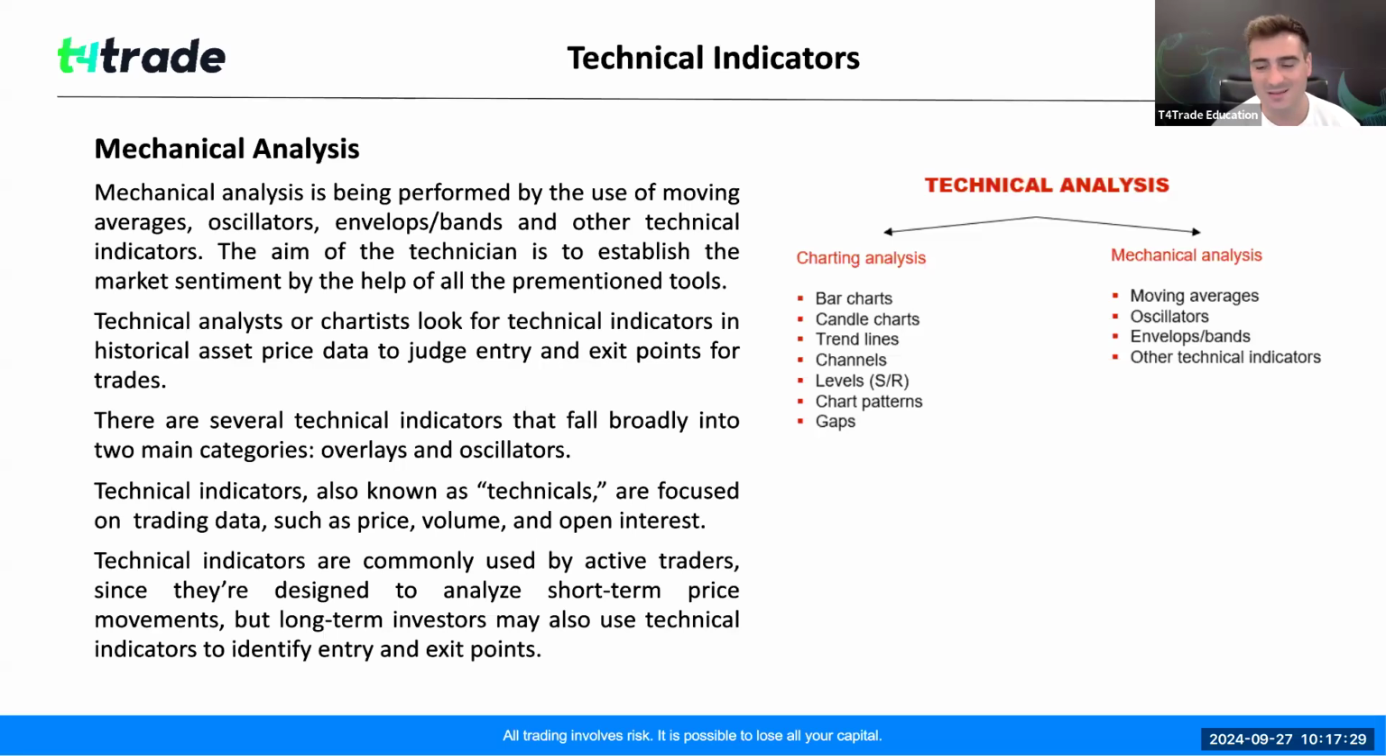So there are several technical indicators that fall broadly into two main categories: what we call overlays, so on top of the price action, an example being moving averages and Bollinger Bands, and oscillators, which, as the name suggests, oscillate or move up and down on a different panel below your chart. So, for example, moving average convergence divergence, MACD as an indicator, goes below your chart. It's not going to be on top of the price action.